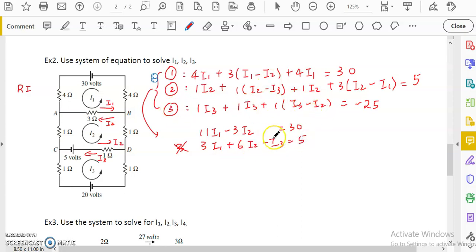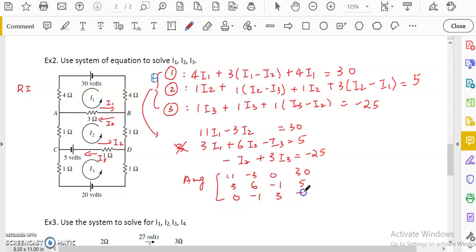The third one, how many I1? I don't have any I1, but I have a negative I2. And then all these 3 of them, is it 3? 1, 2, 3. Plus 3I3 is equal to negative 25. So this becomes solving an augmented matrix. 11, negative 3, 0, 30. 3, 6, negative 1, 5. 0, negative 1, 3, negative 25.